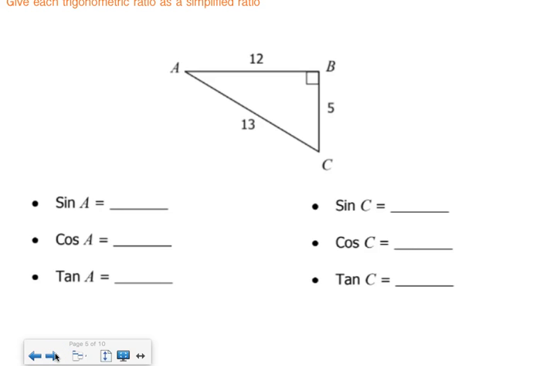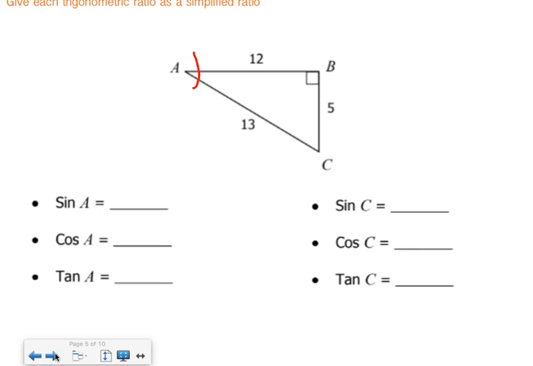So let's try this. Okay? Do you see on the left column it says sine of A, cosine of A, tangent of A? What do you suppose our reference angle is? A. Mark it. Put a little slash through it. So we know. That's always step 1.